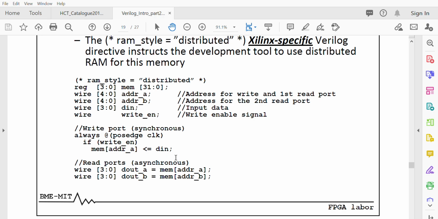But read ports you declare as wires, out A and out B, of width 3:0. So this is always going to be evaluated every time address A changes and address B changes, because they are defined like that. You can use an assign statement. Here they are using a direct declaration. This is valid, but assign is better. So you can declare these up and use an assign statement: assign out A equal mem of address A, out B equal mem of address B.